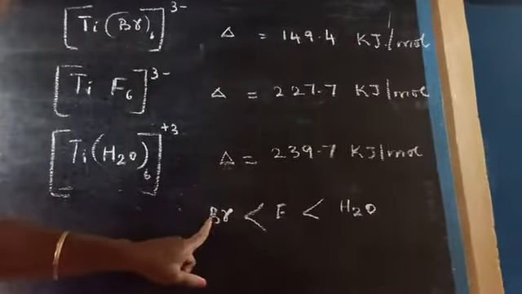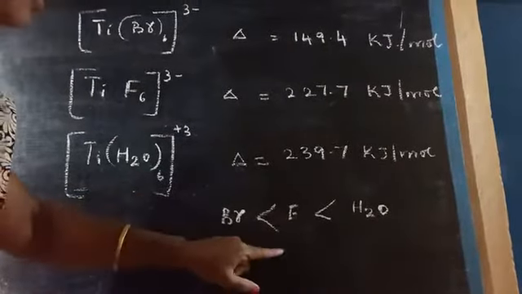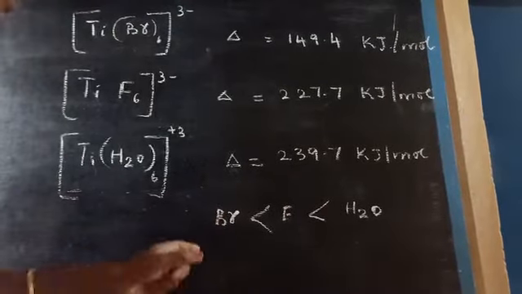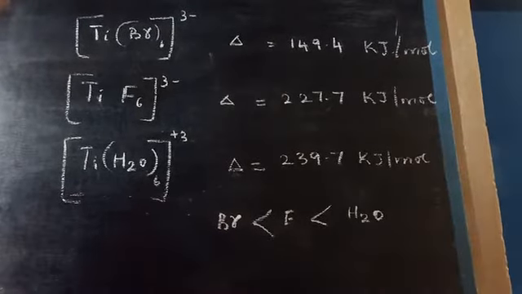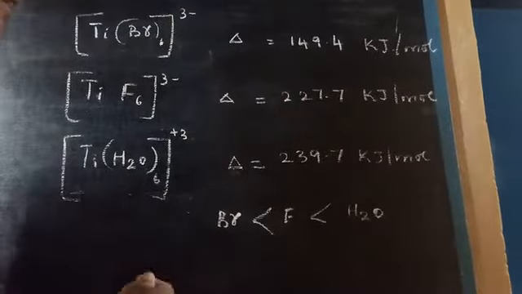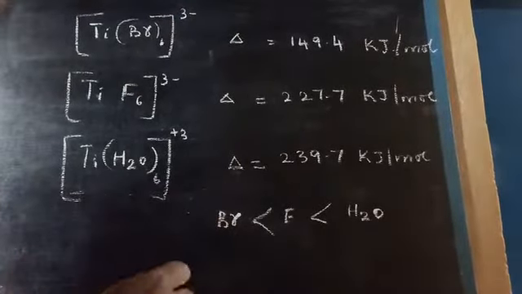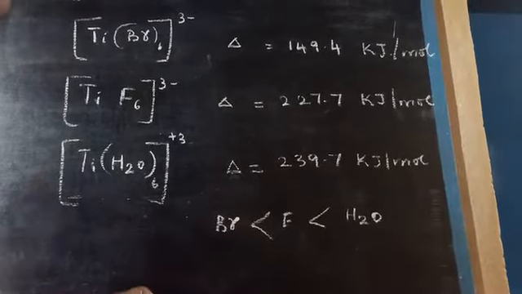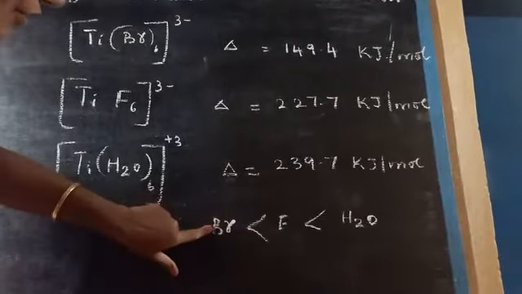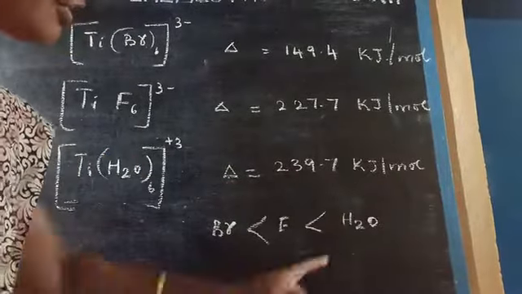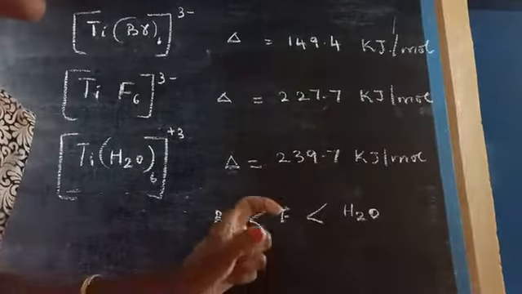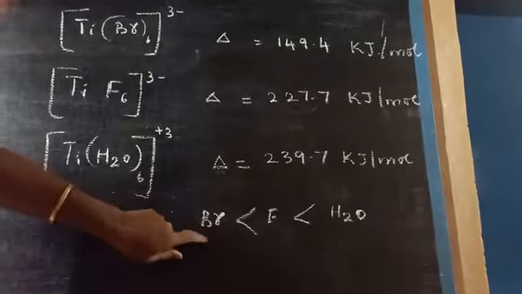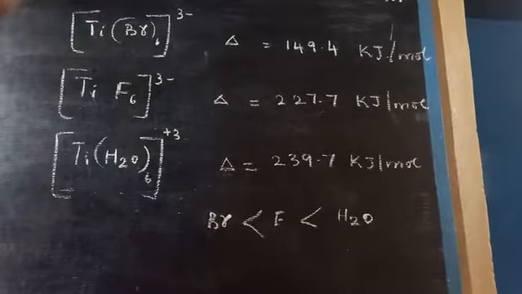This one is for weak field; among these, this one is for strong field and this one for weak field. In the textbook the series is given, the spectral series. In the spectral series, on the right side the ligands are strong field ligands; the left side, the starting point, is weak field ligands.